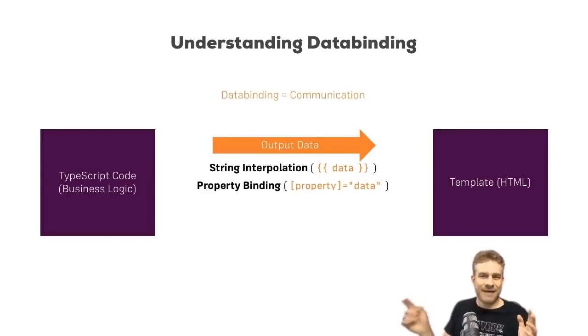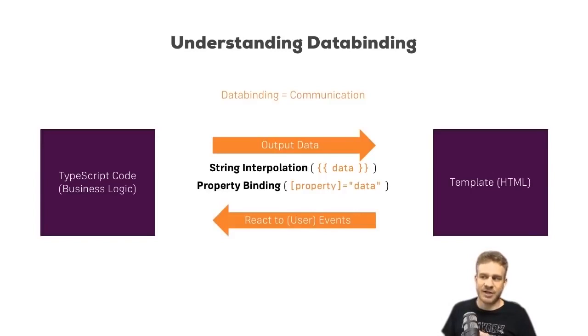Sometimes, though, the other direction is interesting too. If the user clicks a button, you can kind of think of the user clicking this button on the template because, again, the template is the thing with which the user interacts, which he sees and where he's also able to click buttons. So if we click a button, we maybe want to trigger something in our TypeScript code. So now we need the other direction. And we can get this other direction. We can react to user events with event binding. So we can bind to, for example, a click event to execute some code whenever it occurs.